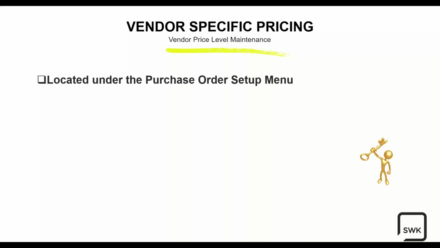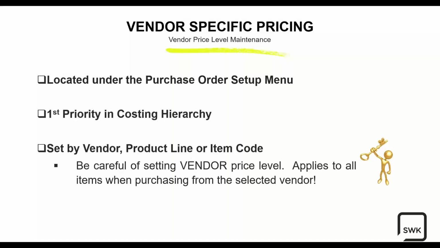We can set vendor-specific pricing in vendor price level maintenance located under the purchase order setup menu. The pricing can be set by vendor, product line, or item code. Be careful of setting a vendor price level. This applies to all items. And as I mentioned before, this vendor-specific pricing is the first priority in the costing hierarchy. So if you go to do a purchase order for a specific vendor, if they have vendor-specific pricing, that's going to be used first.